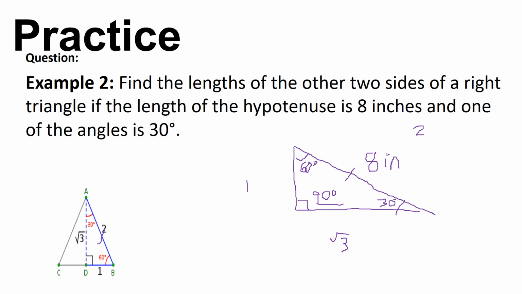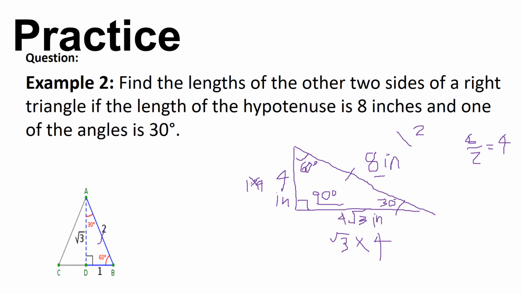So let's solve for the multiplier. Since the given is 8, 8 divided by 2 is equal to 4. So we simply multiply the sides by 4. So 1 times 4 is equal to 4. The shortest side is equal to 4 inches. The other side is equal to square root of 3 times 4. So that's equal to 4 square root of 3 inches.